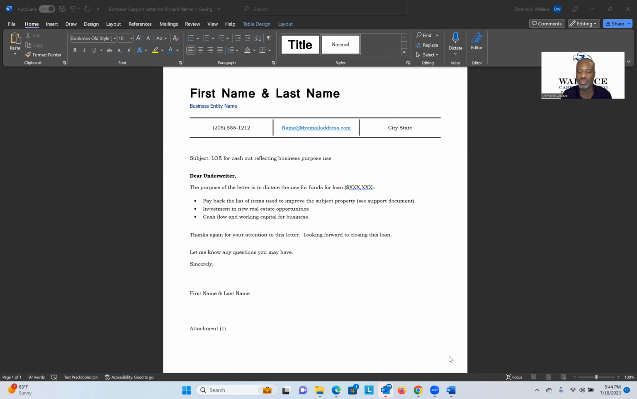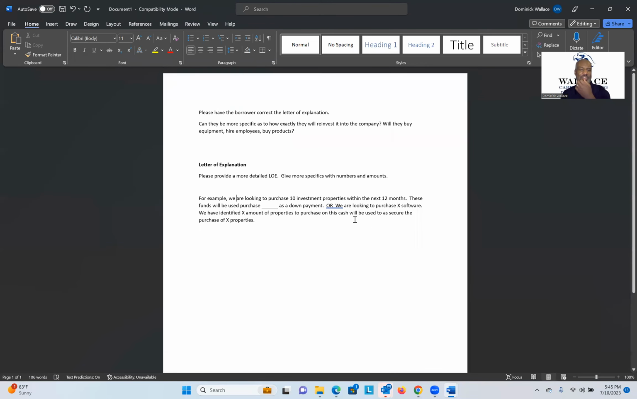Sometimes the underwriter wants a little more in depth than that, because they put in some supporting documentation and show that they were paying off all this stuff that was invested in the property. That was good. Let's just say you don't have that. You just say, hey, you want to invest in new real estate opportunities, cash flow. That by itself probably is not going to be good enough.